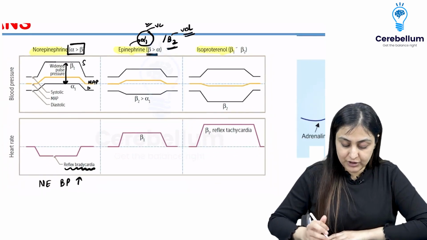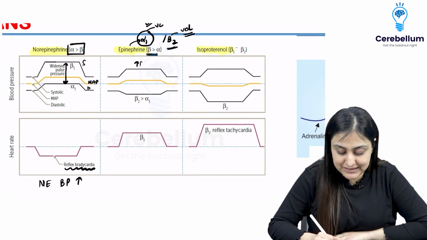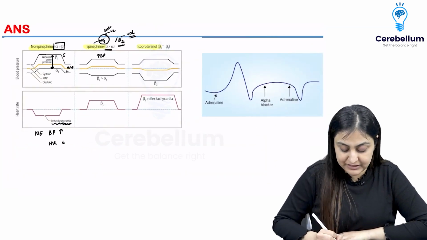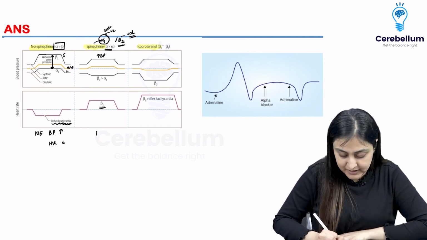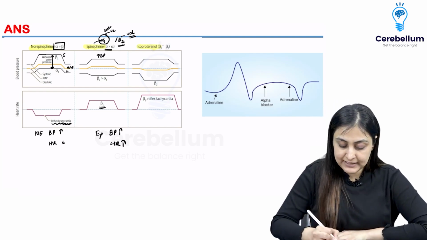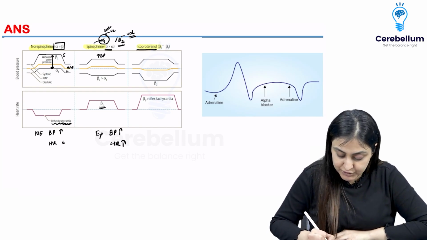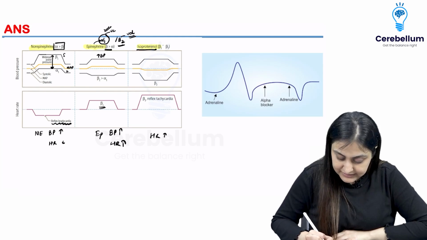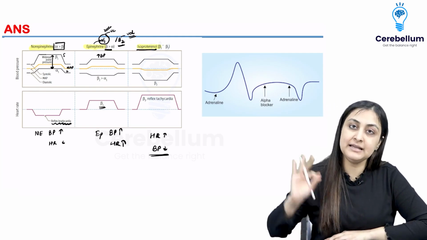So overall, we are going to have an increase in the blood pressure with epinephrine. But because there is beta action as well, you're going to have tachycardia. So with epinephrine, the BP increases and the heart rate increases. That is what you need to understand. Whereas isoproterenol is only going to have beta action. So heart rate increases, but the blood pressure falls. This is what you need to learn about these three agents.